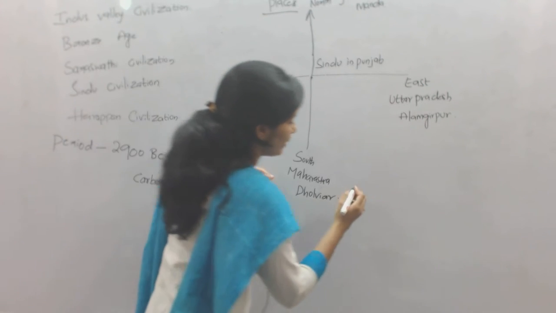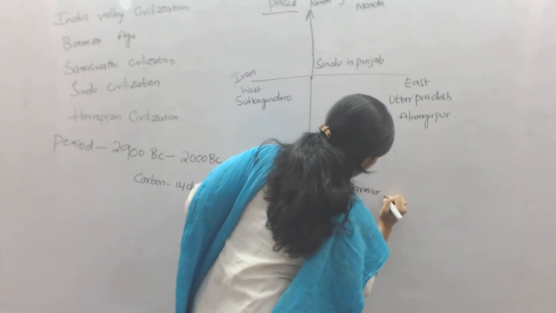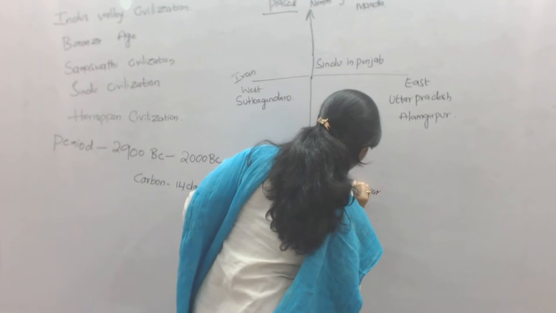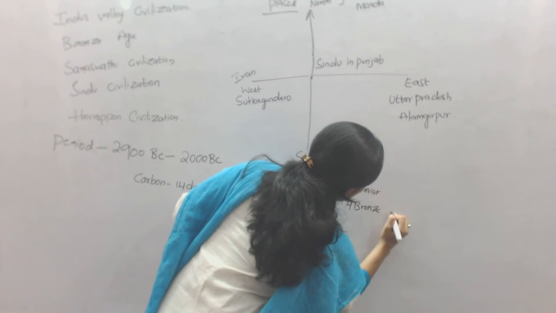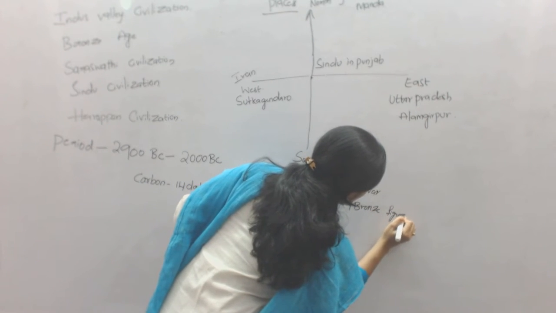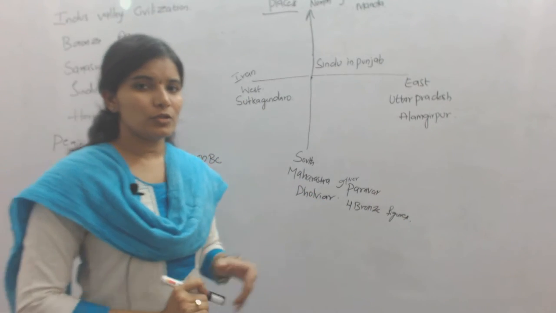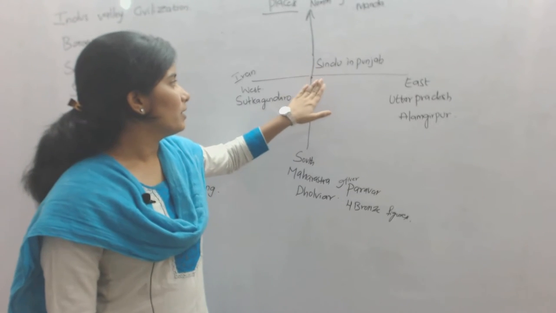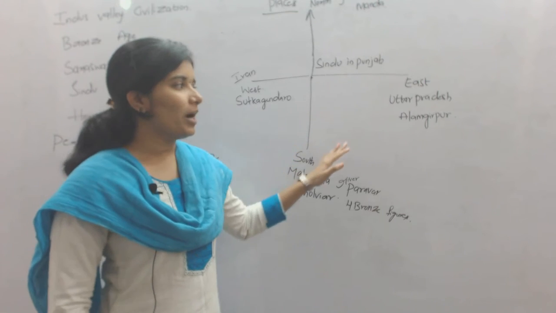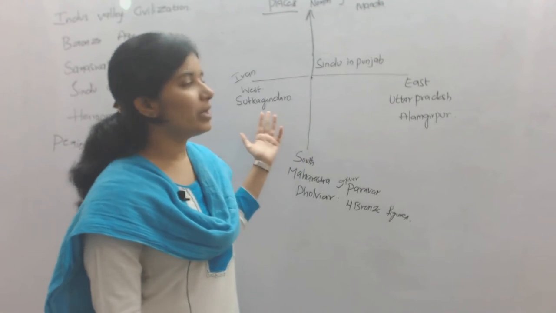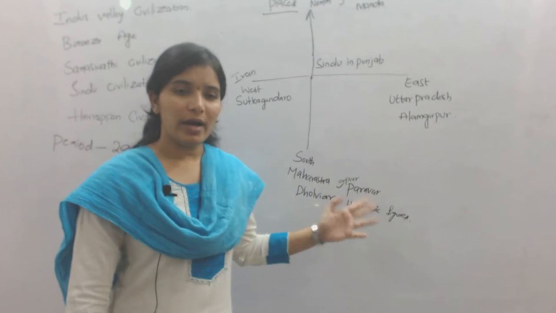Here you can find four bronze figures in Paravara. River Paravara. Four bronze figures. So, see once again, the middle point of the Indus Valley civilization is the Sindh in Punjab, and from east to west they are from Iraq to Uttar Pradesh, and north to south Jammu Kashmir to Maharashtra.